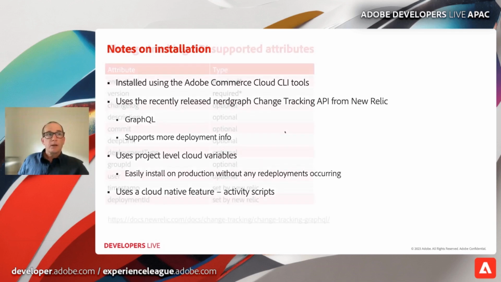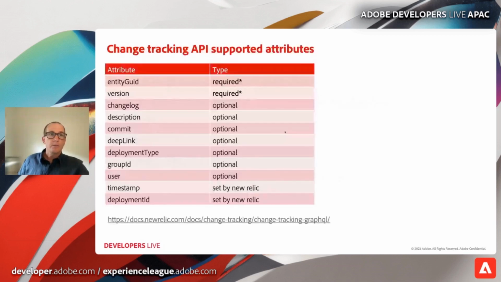If you are customizing it, I encourage you to have a look at the New Relic change tracking API in their documentation that I've linked to at the bottom of the screen here. It's very easy to start to play around with it. There's only two required fields, the entity ID and the version, but you'll be able to introduce any other of these attributes if you want to or if you require.